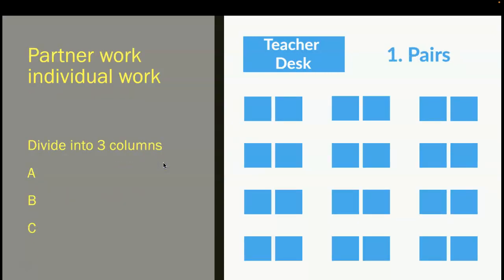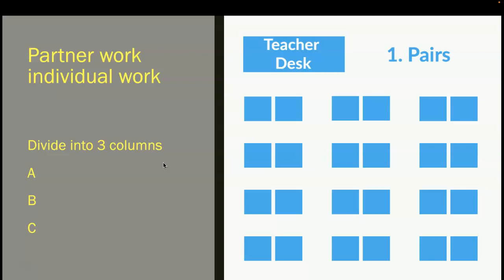This is a pairs layout. This is a really great layout for partner work, but it can also work for individual work. The other plus of this setup is that you can divide your room into columns, depending on how many columns of 2 desks in each row you have. So, for example, you could do an ABC where you ask A to do one task, B to do another task, C to do another task.